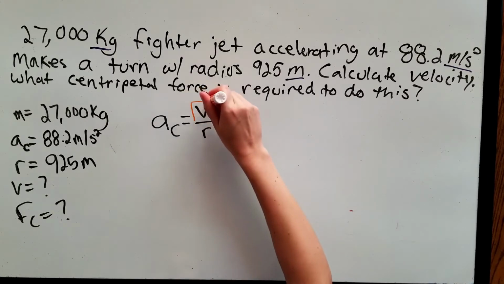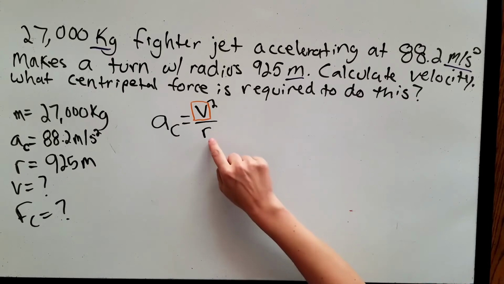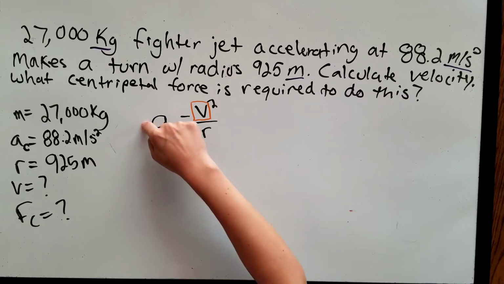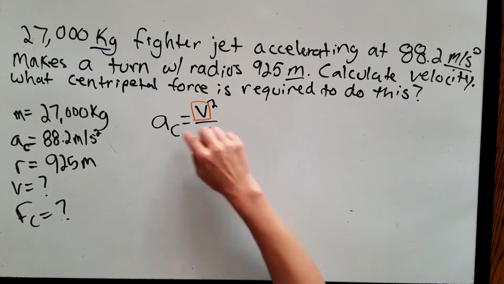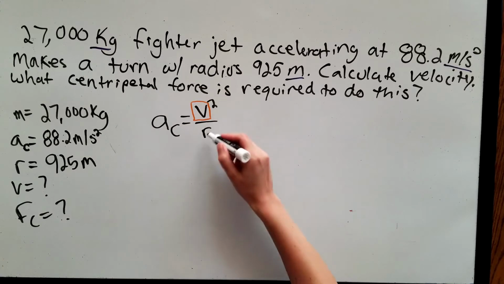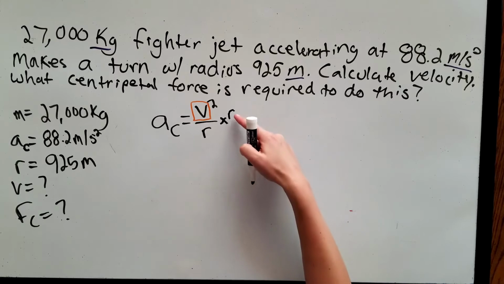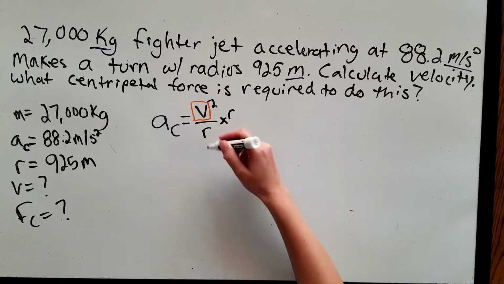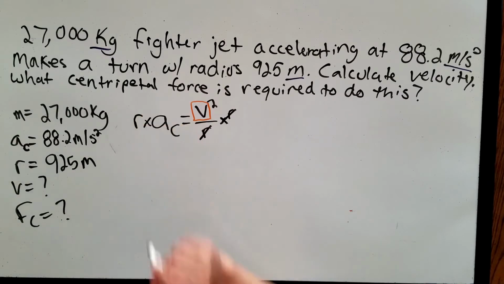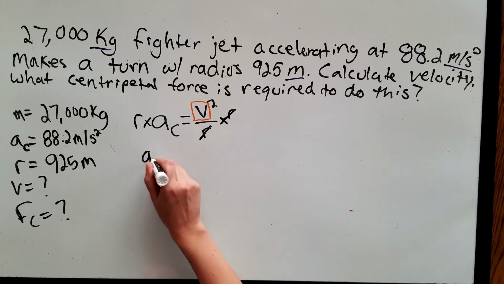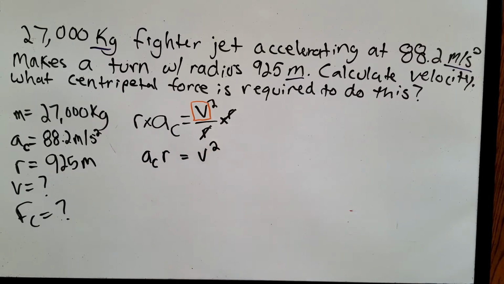Okay, so we're going to rearrange the equation and then we'll plug in. So to get v by itself, I need to first get rid of this r. I need this r over here. So when this r comes over here, it's going to go from the denominator up to the numerator. Because to get rid of r, I'm going to multiply this side of the equation by r. So that now the r's are going to cancel. Whatever I do to one side of the equation, I have to do to the other. So I'm also going to multiply this side by r. So I have A sub C times r is equal to v squared.